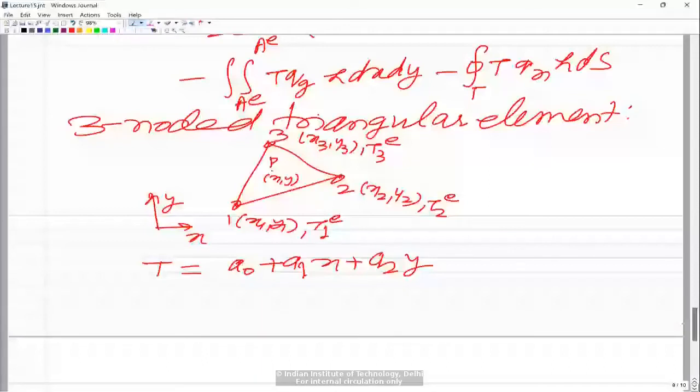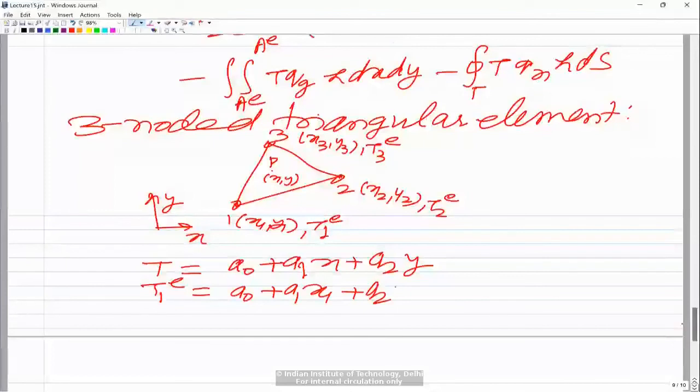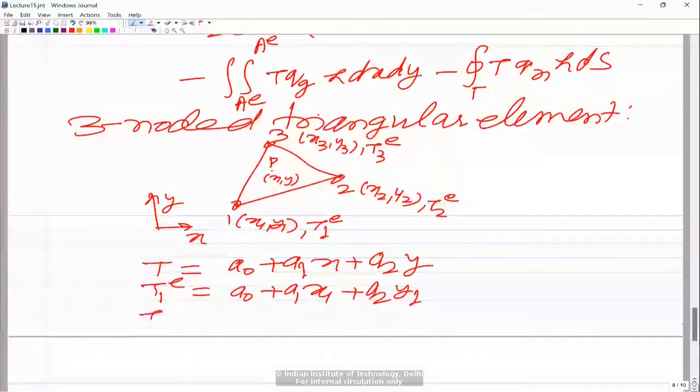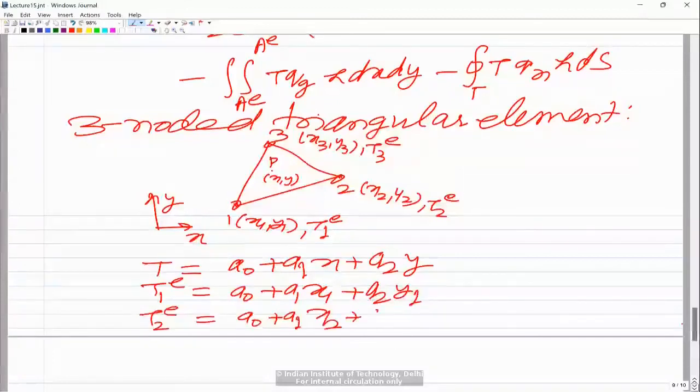Now the way we do it for the 1D problem, the same thing we do over here. That is, we express the unknown constants a0, a1, a2 in terms of t1, t2, t3. So t equal to t1e at x equal to x1, y equal to y1. I can write one equation, that is t1e is equal to a0 plus a1 into x1 plus a2 into y1. x1, y1 are the x and y coordinates of local node 1. Then similarly t equal to t2e at node 2, for x equal to x2 and y equal to y2. So we can write t2e would be equal to a0 plus a1 x2 plus a2 y2.